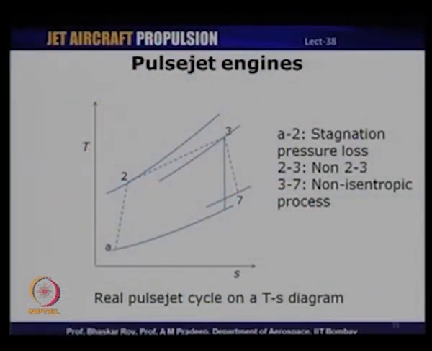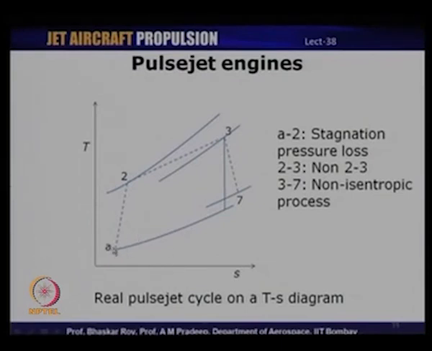We will now take a look at how a real pulse jet would be operating. In very brief, we are not going to do the analysis in detail because we have already done this for ramjets and several other cycles. The process is very much the same. So, in a real pulse jet engine, we are going to incorporate all the irreversibilities. So, this is how a real pulse jet cycle would look like.